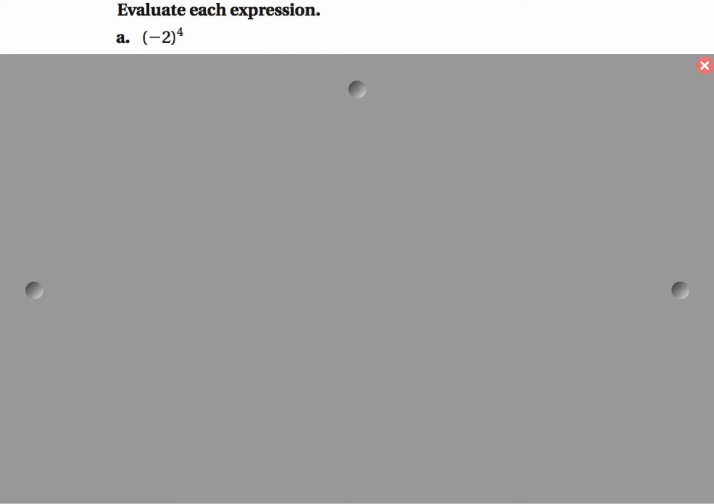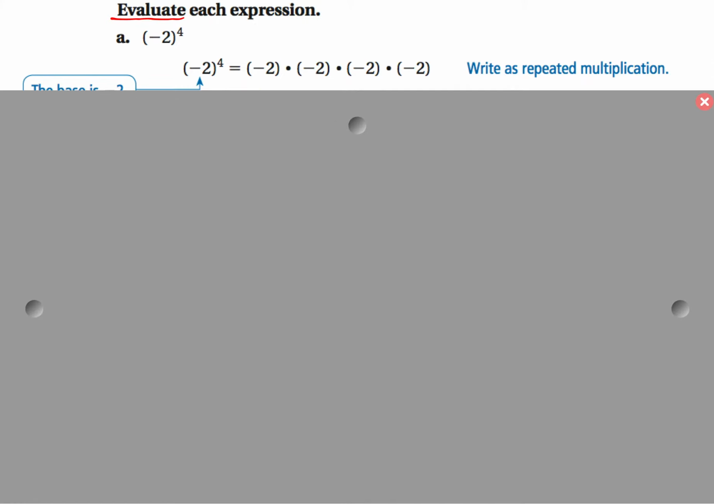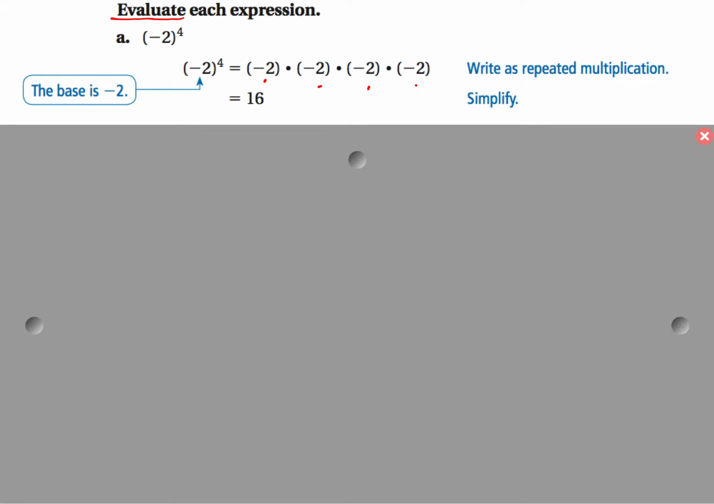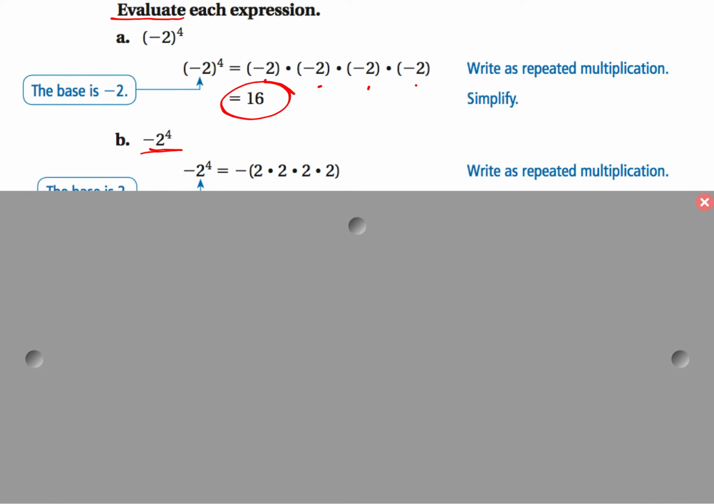Okay. We'll also look at evaluating. Now remember, evaluate means to find the value of. So we're going to find the value of -2 to the 4th. We're going to use the definition of exponents to write it out. That's -2 times -2 times -2 times -2. And then we multiply that out. We do get 16.